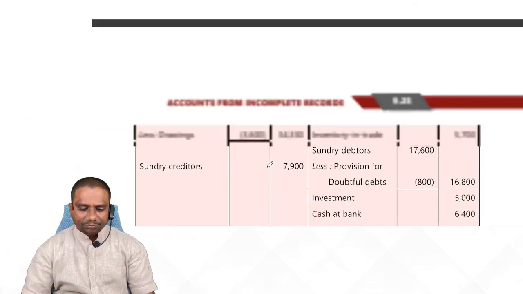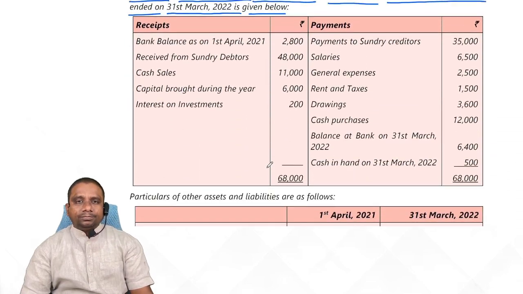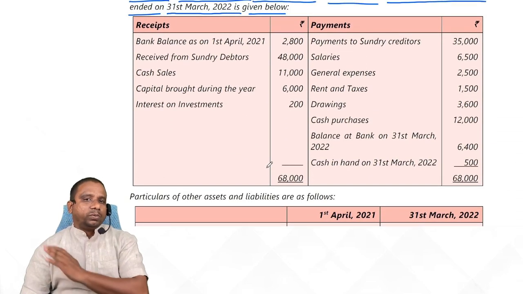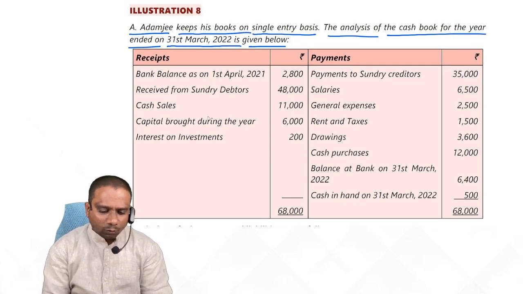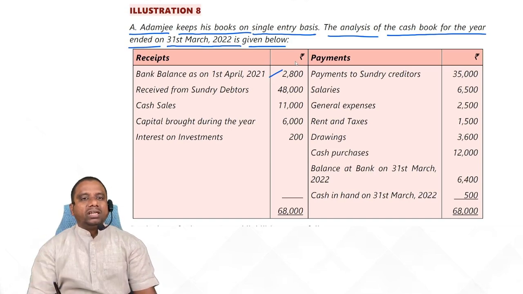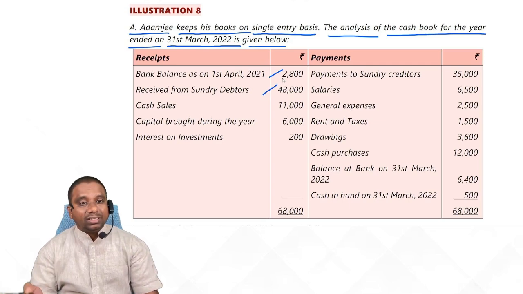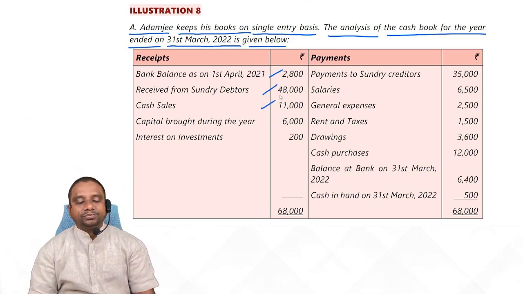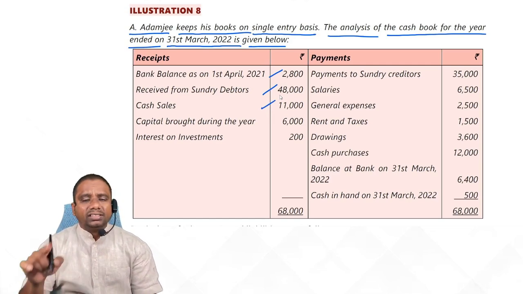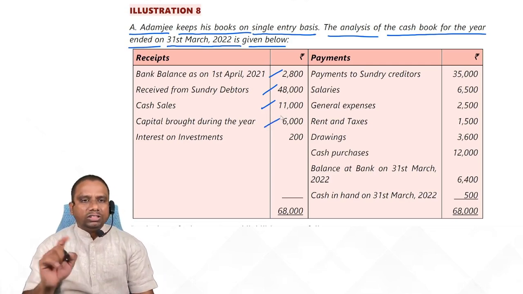Now look, one by one we observe the information and take it to the appropriate place. This is the cash book summary. Opening balance sheet, asset. Received from sundry debtors: debtors account, credit. Cash sales: trading account, credit side, sales, under that, cash sales. Next, capital brought during the year: simply go to the closing balance sheet.